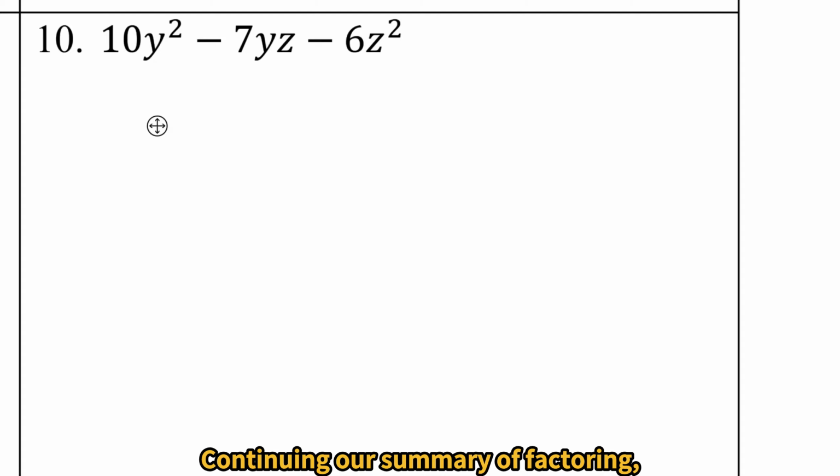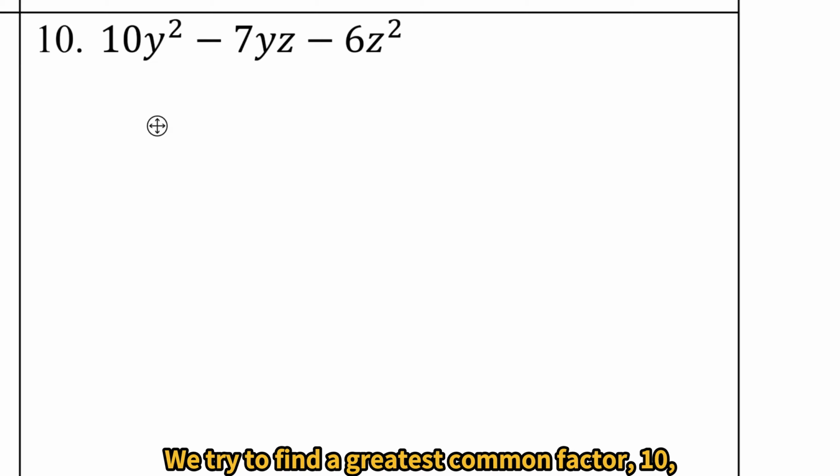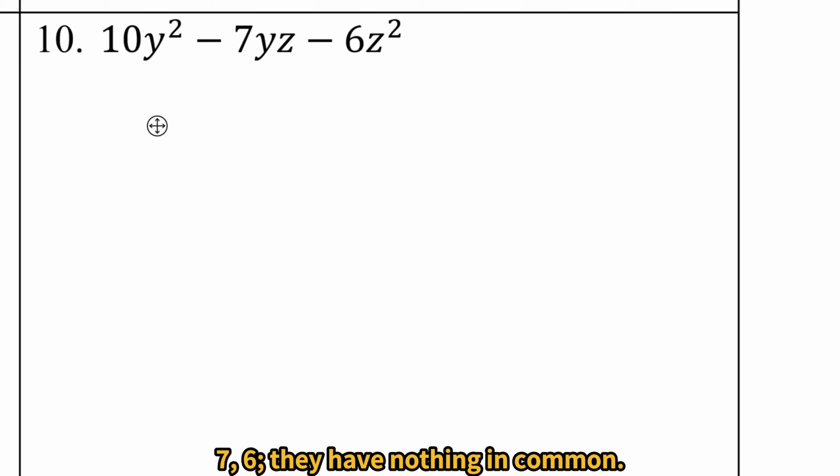Continuing our summary of factoring. We have 3 problems remaining. We'll start with number 10, 10y squared minus 7yz minus 6z squared. We try to find a greatest common factor: 10, 7, 6. They have nothing in common.